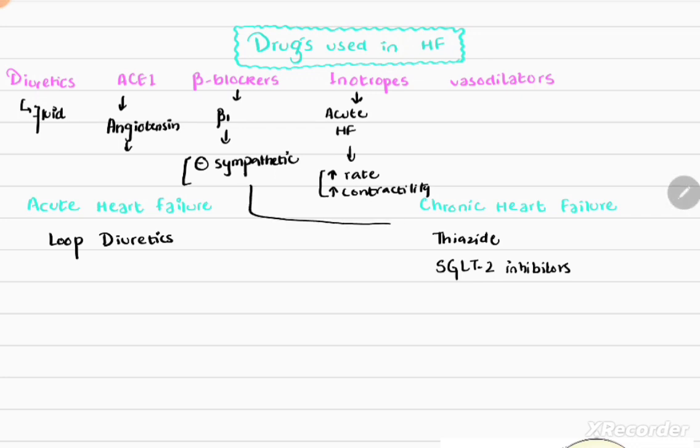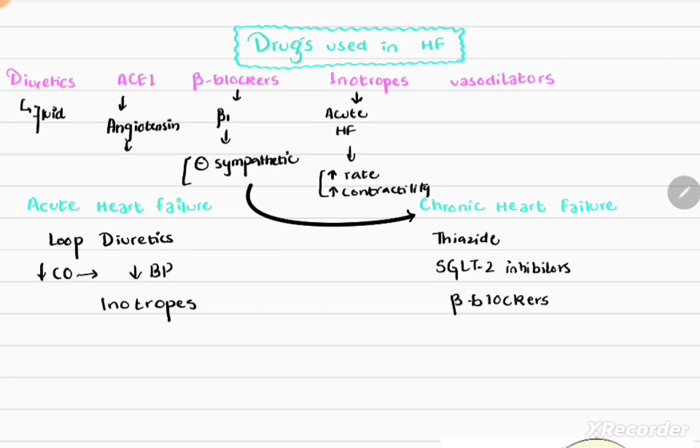but we use the beta blockers in chronic heart failure, in which the blood pressure is not very low, and in acute heart failure, as the cardiac output is low, as well as the blood pressure is too low to maintain the perfusion of the brain and the kidneys. So in the setting of acute heart failure, we use inotropes, whereas in the setting of chronic heart failure, in which the blood pressure is stabilized, we can use the beta blockers. And these beta blockers have a proved mortality benefit in the setting of heart failure.